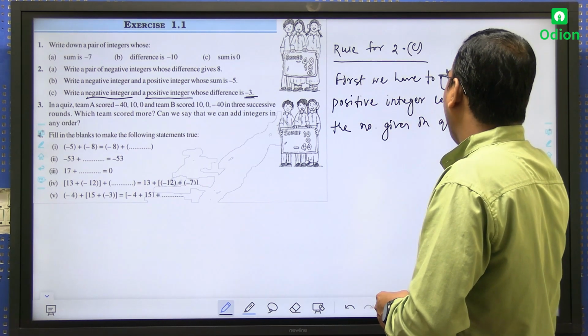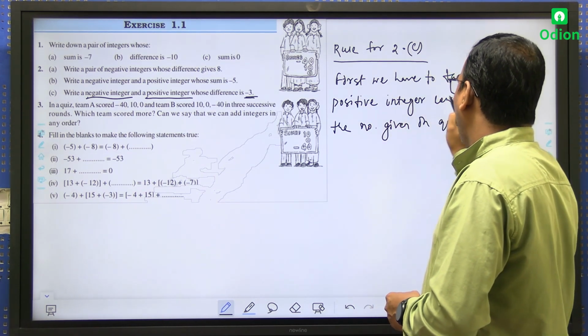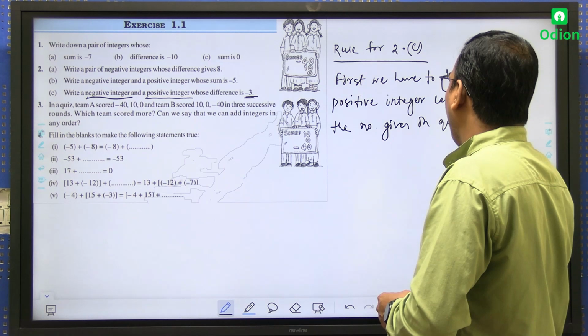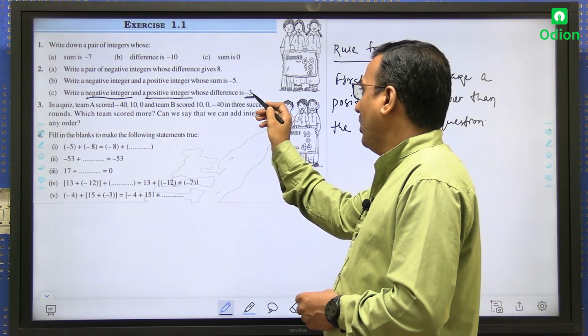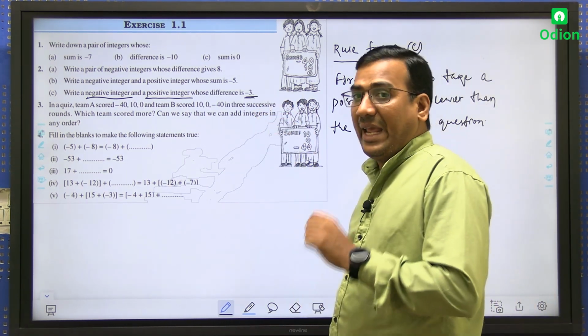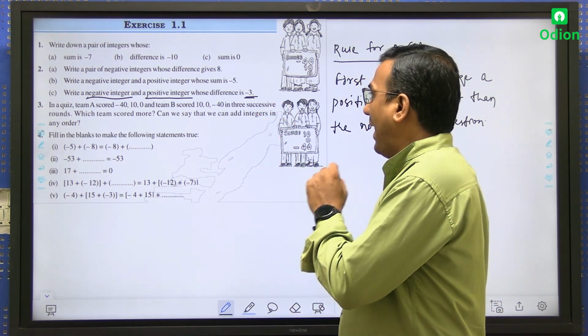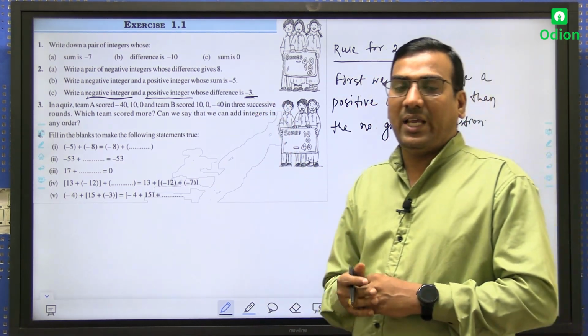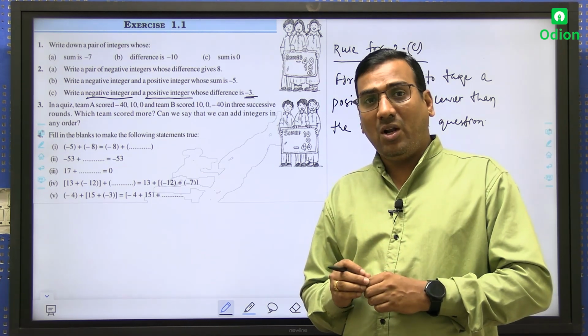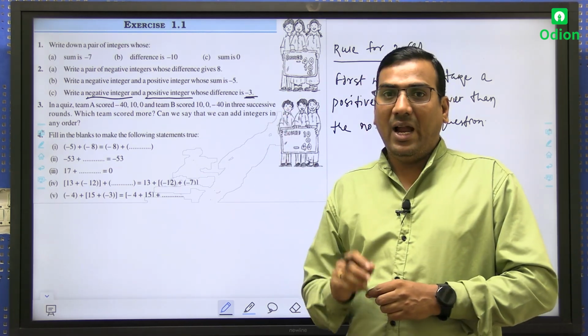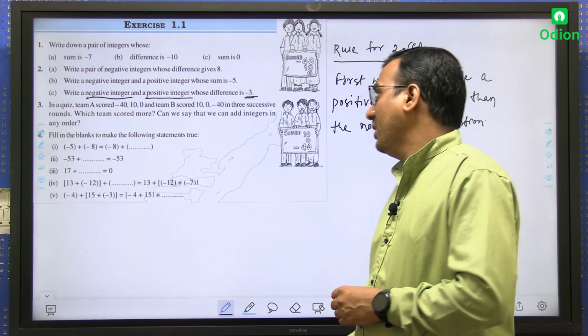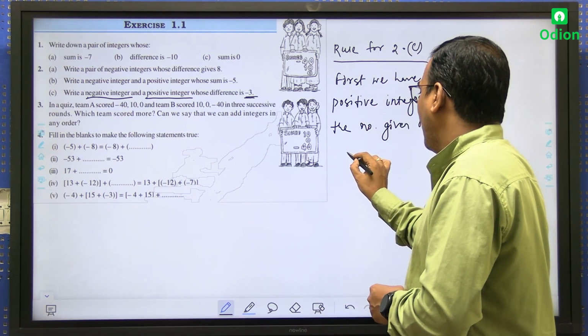First, we have to take a positive integer lower than the number given in the question. It means when the answer is minus 3, then you have to take a digit which is smaller than this 3 and the number should be positive. It means suppose I am taking 2.